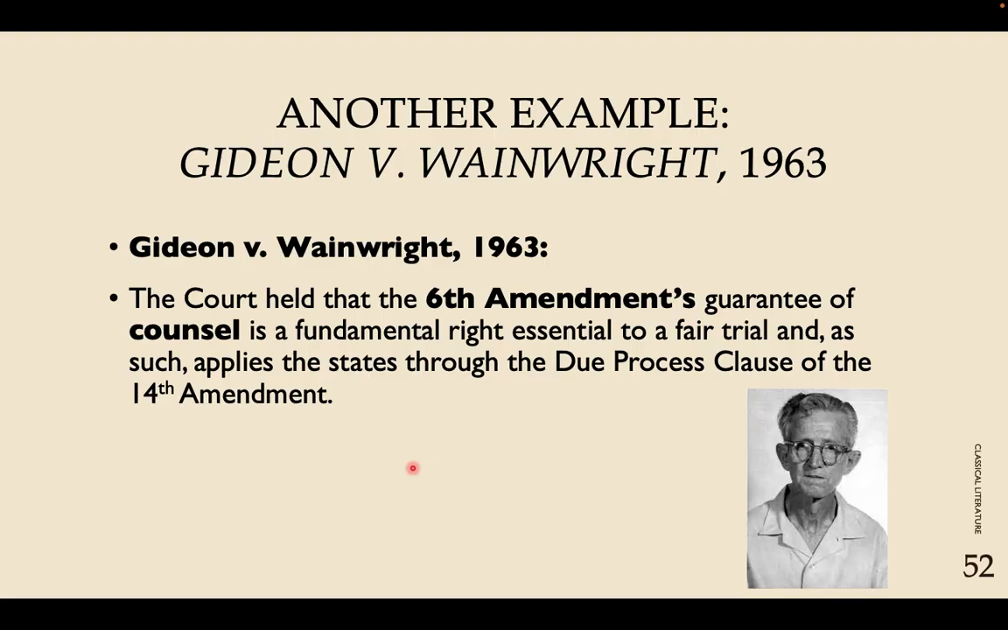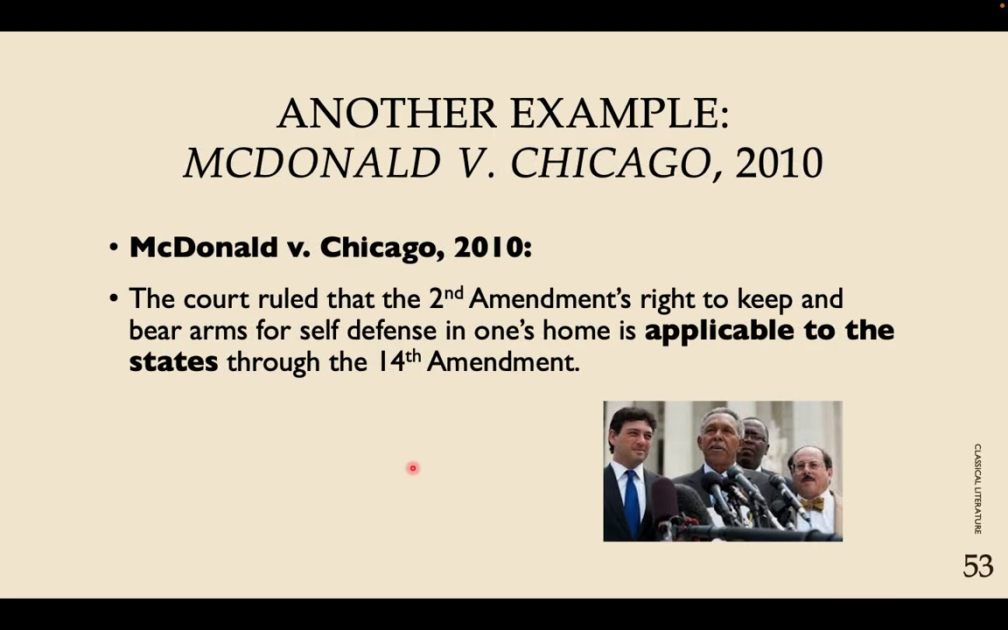That's 1963. And then the next one that we've got, fast forward, 2010, McDonald v. Chicago. Not that McDonald. You'll notice that this is not the restaurant chain. Here the court ruled that the Second Amendment's right to keep and bear arms for self-defense in one's home is applicable to the states. So it's a lot harder now for states to pass Second Amendment restrictions or gun control measures because the 14th Amendment makes the Second Amendment apply to the states as well. So states will then have to do things like create background checks and restrict the amount of ammunition that you can purchase. Yeah, you can own a firearm, but you can't purchase as much ammo in a specific period of time.